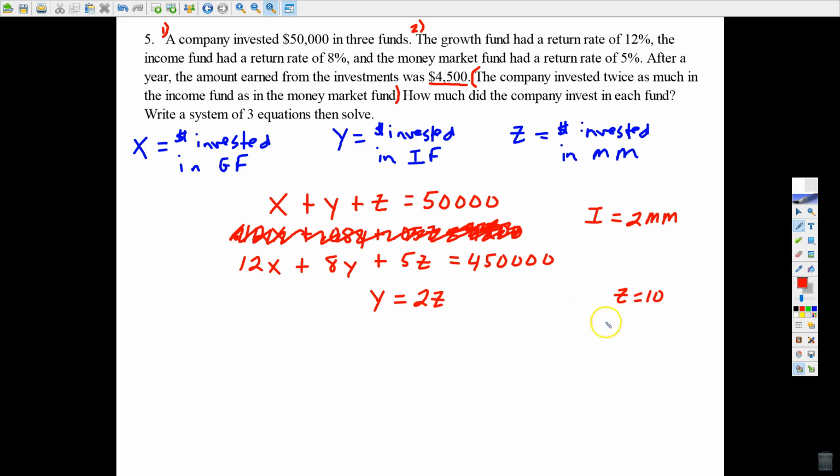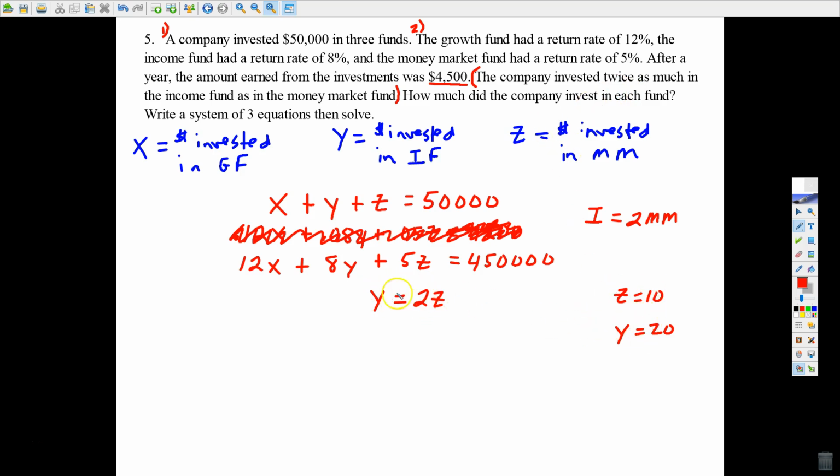2 times 10 then would be 20. If Z is 10, Y is 20. Remember that Z represents the money market and Y represents the income fund. Well, when we do our little test of letting Z be 10, does it match up with the way the sentence is worded? Is the income fund amount the same as doubling the money market? In other words, the income fund should be twice as much, and it is.